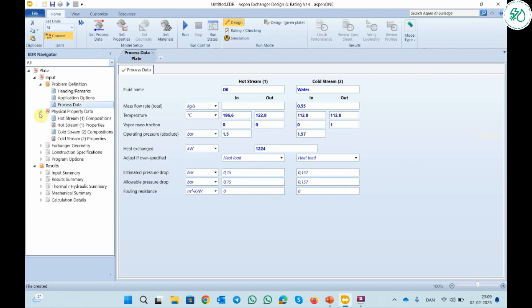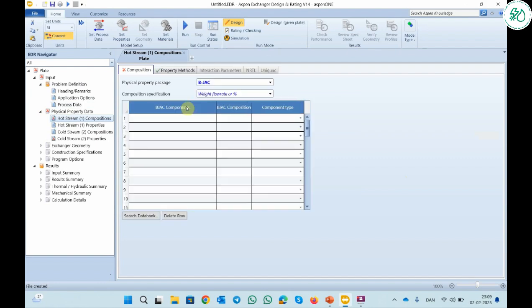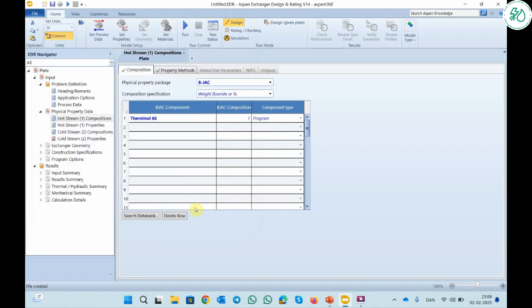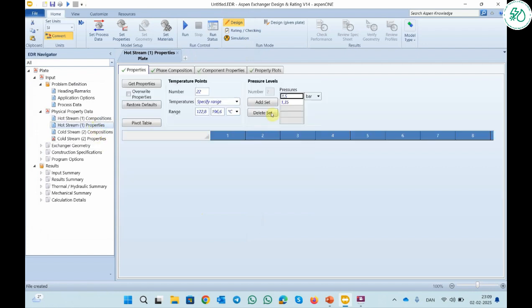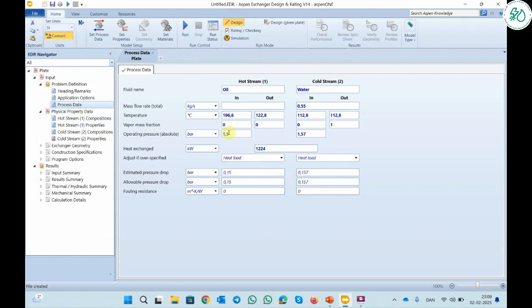Go to select the properties and type of fluid information. For the hot stream, we should select the BJAC library, search the database, and for the oil, we should select a different type of thermal oil. We should select thermal oil 66 for this hot stream. And the pressure is exactly equal to the pressure we input in this tab.